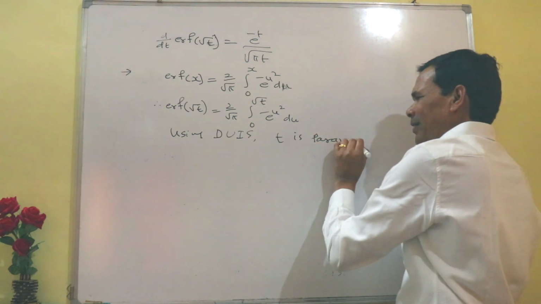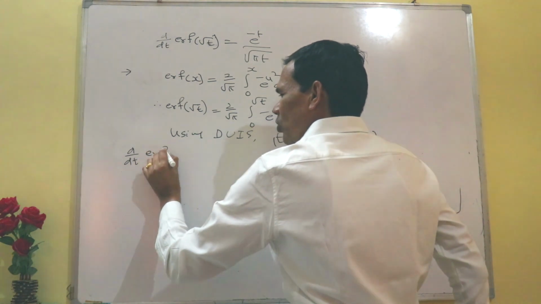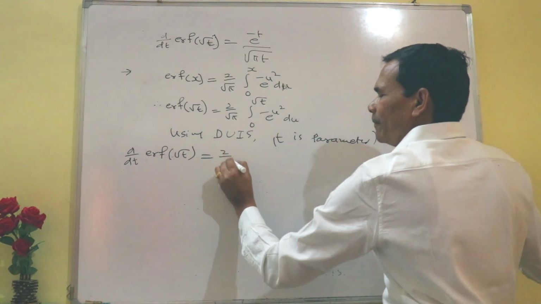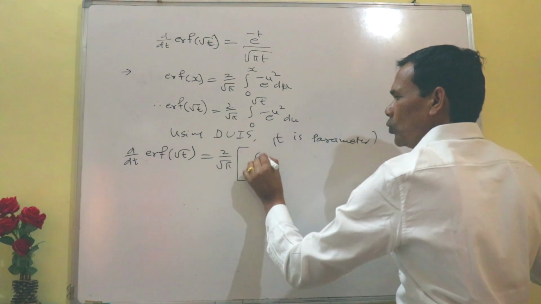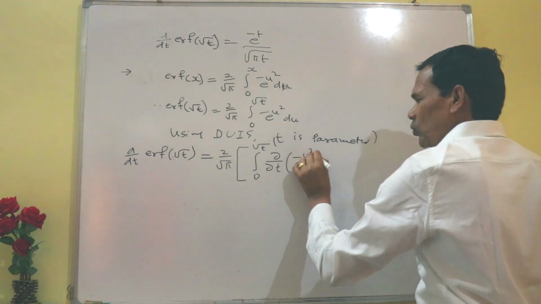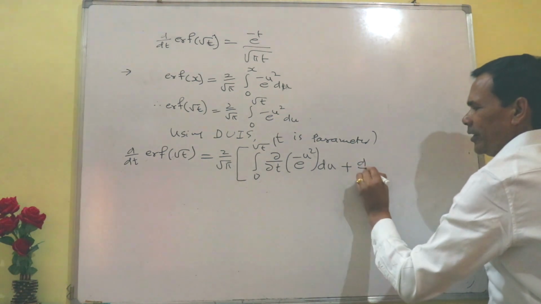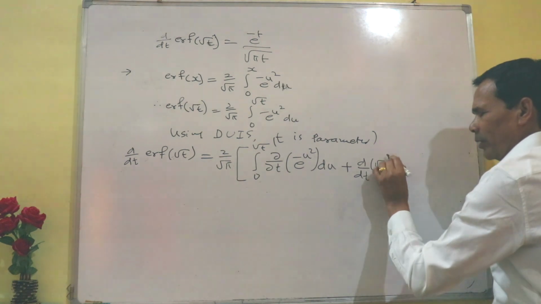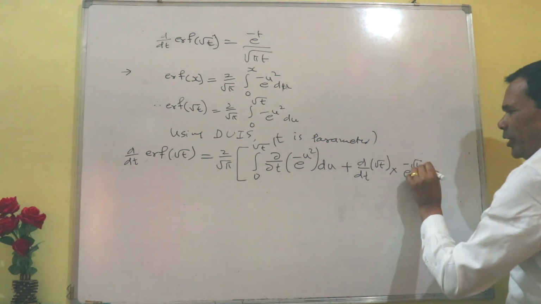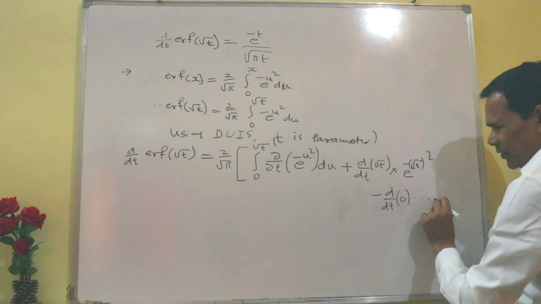So what is happening, see, if t is the parameter, d by dt of error function of root t is equal to 2 upon root pi, inside the bracket, 0 to root t, partial derivative with respect to t of e raised to minus u square du, plus d by dt of the upper limit, which is root t, multiplied by wherever u is there, it is replaced by minus root t bracket square, and the lower limit as usual is 0 there, so the next part need not be considered.